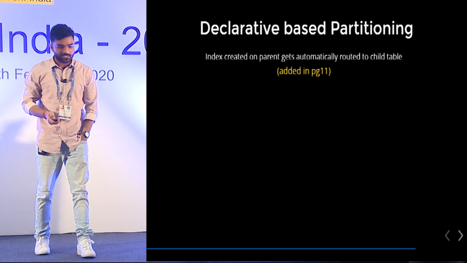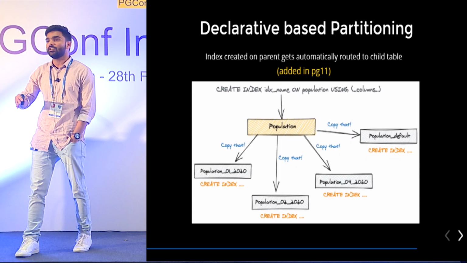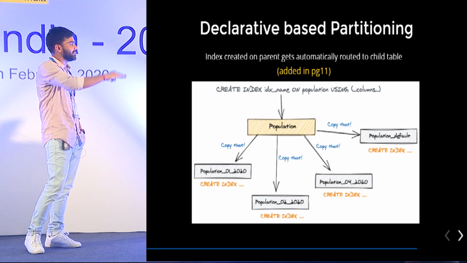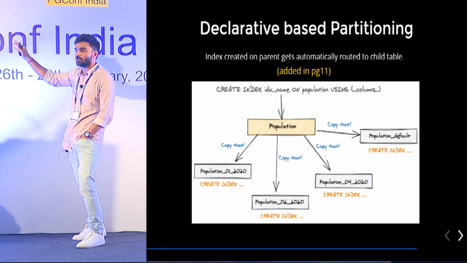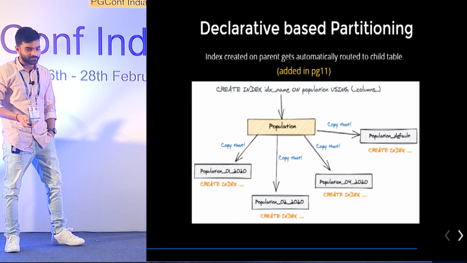So in declarative-based partitioning, an index created on the parent table automatically gets routed to the child tables. Not only the index, the unique values also. So if there is a create index command on the parent table, it will just copy it over to all of my child tables, right? So that is again added in Postgres 11.